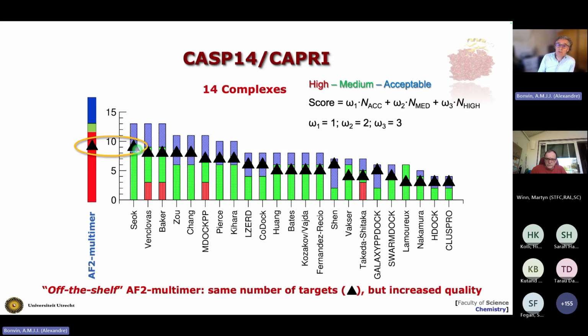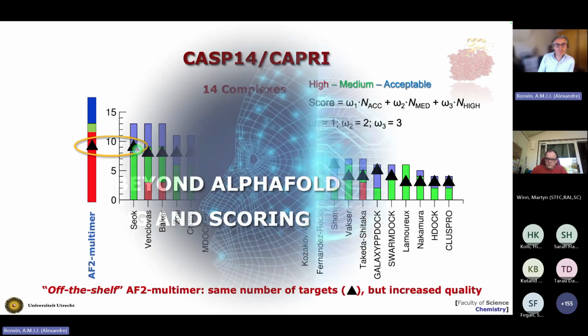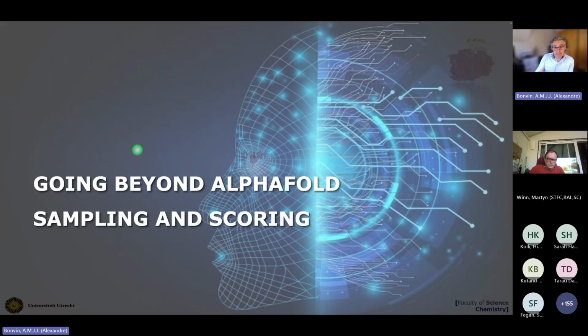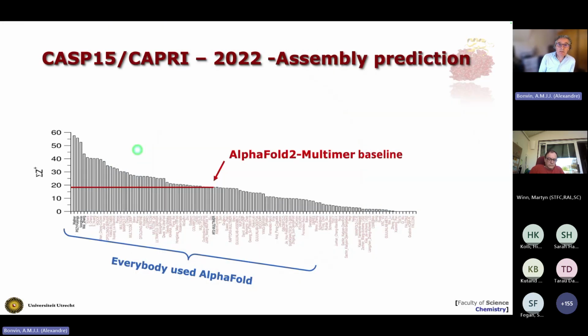But this was CASP14, so we're speaking of 2020. And then we had CASP15, 2022, and there you see that now you start seeing some names appearing, but basically the baseline of AlphaFold multimer is here. So it's in the middle of the plot, and you see that there are many groups that are doing better than the baseline, and all those groups are using AlphaFold or some derivative of it. And using special tricks, they can do slightly better, well, actually quite better.